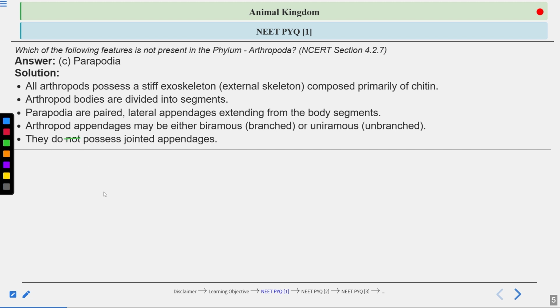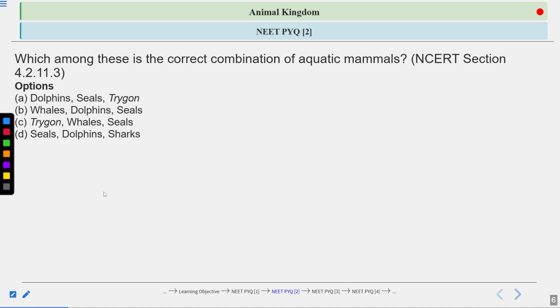Which among these is the correct combination of aquatic mammals? The next question is coming from the NCERT section 4.2.11.3. So let us see the options. A. Dolphin, seals and trigon. B. Whales, dolphin and seals.